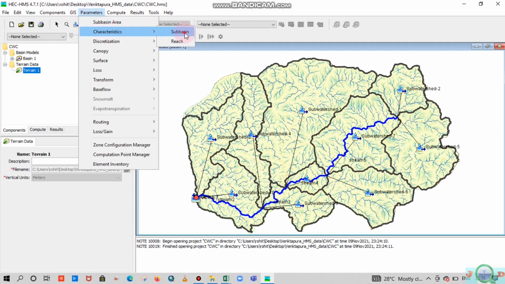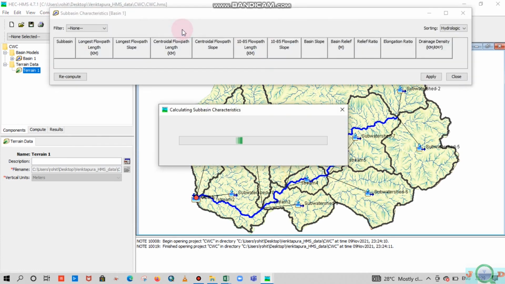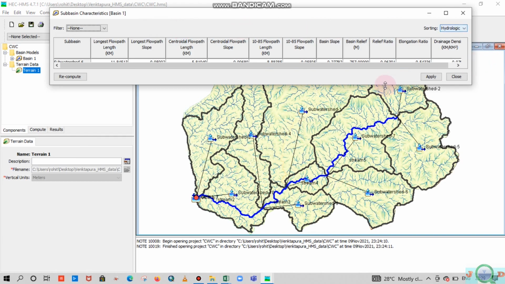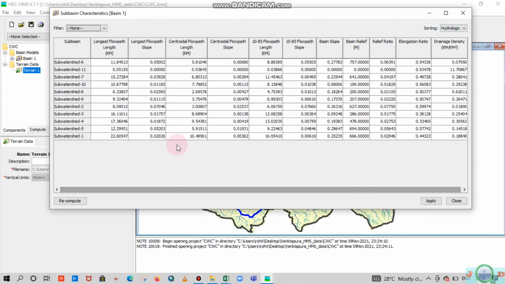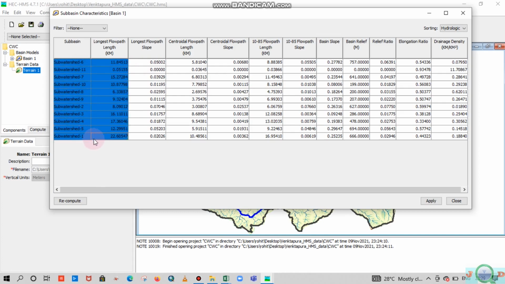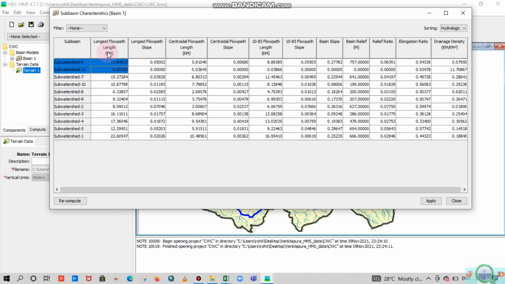the parameters and find these morphometric characters. Here you can see I have the longest flow path, the longest flow path channel, and the slope. What I require for the CWC hydrograph is the longest flow path length and the longest flow path slope.